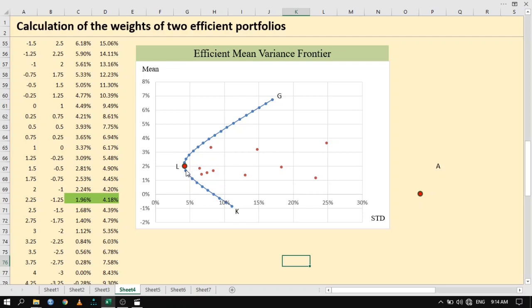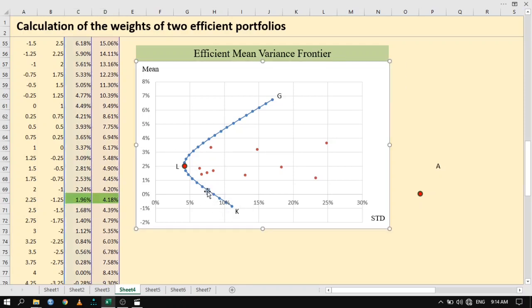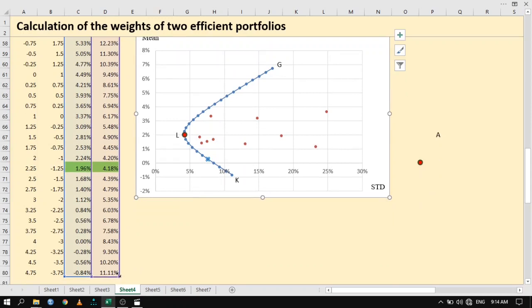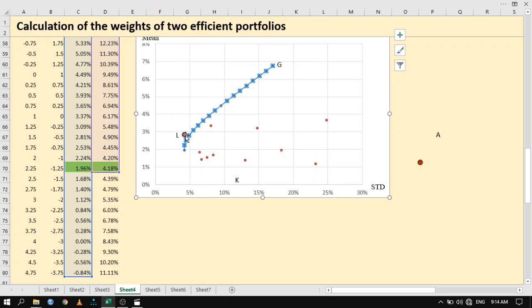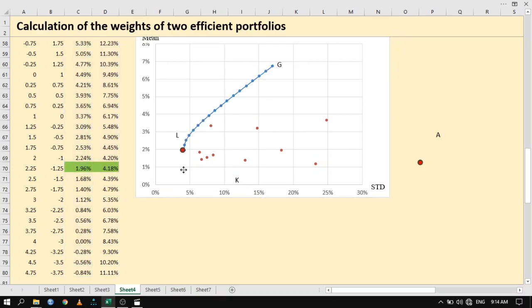You can identify the least risk point. Obviously, we have already identified that it was 4.18 and the corresponding return is 1.96. So all you have to do is remove that portion from the curve, so you get only the efficient frontier. So the efficient frontier comes from point L and goes up to point G.